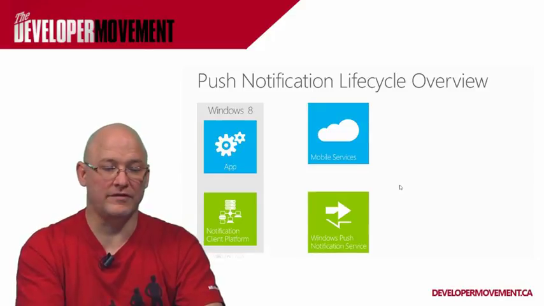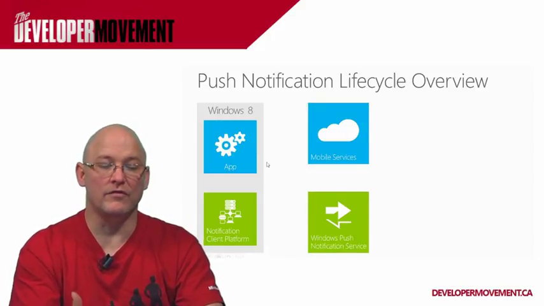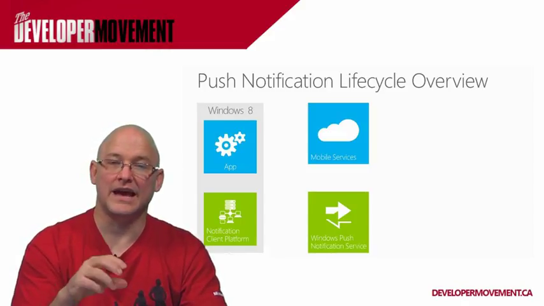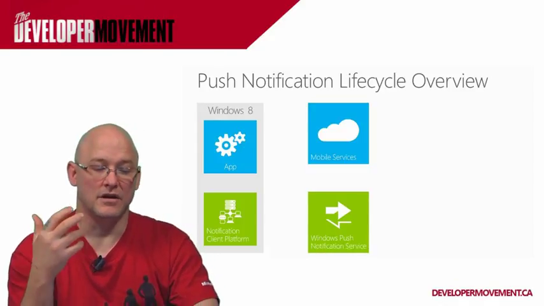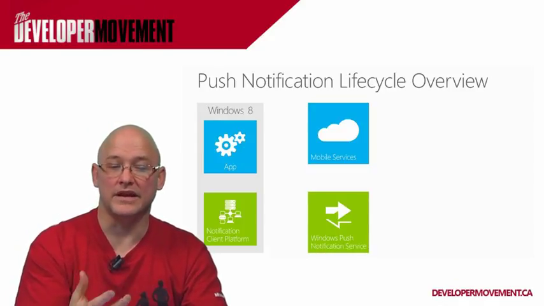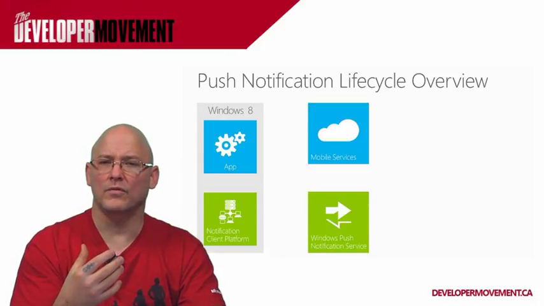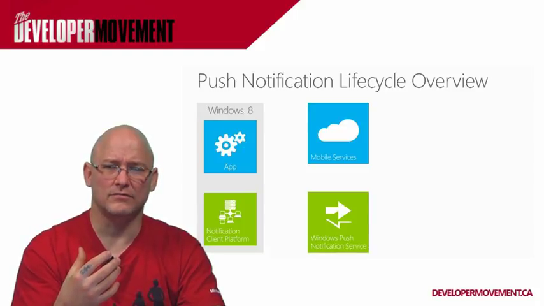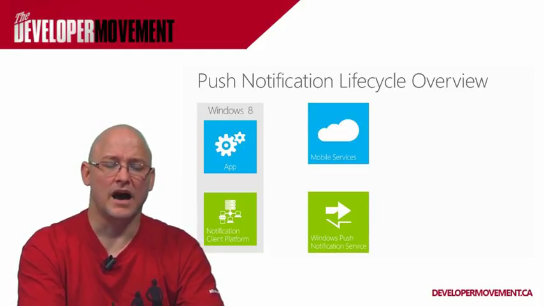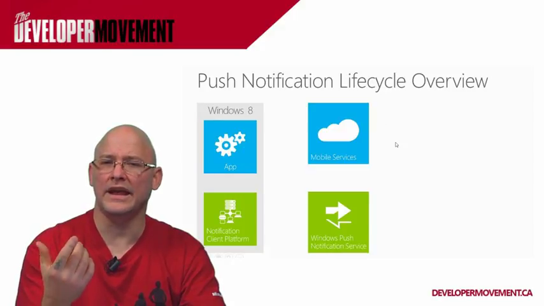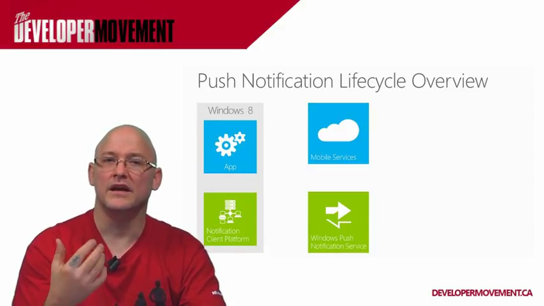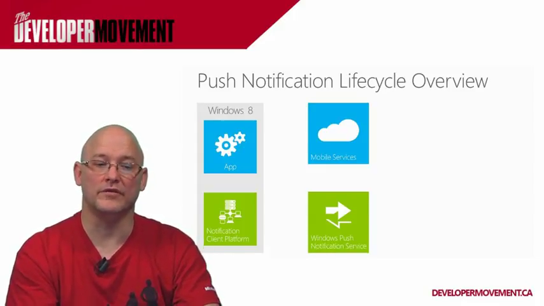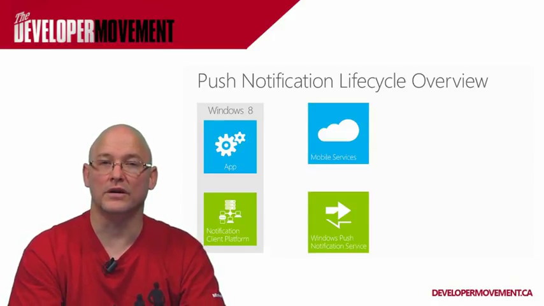So what we have here is basically the overview of a push notification lifecycle. You start off with your app, and it's attached to the notification platform for the client. In the case of Windows 8, it is the Windows push notification services, I believe, WNS. Anyways, in Android, Google's got its own APIs, and Apple has their own APIs for their own push notification service. And the Windows Phone uses a different push notification service than the Windows 8 Store applications do.